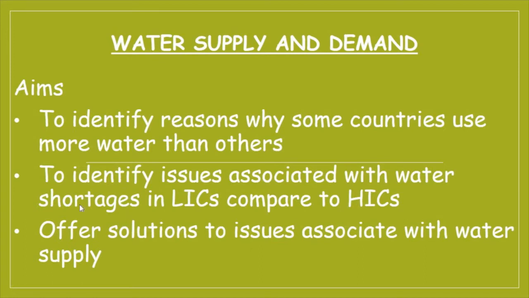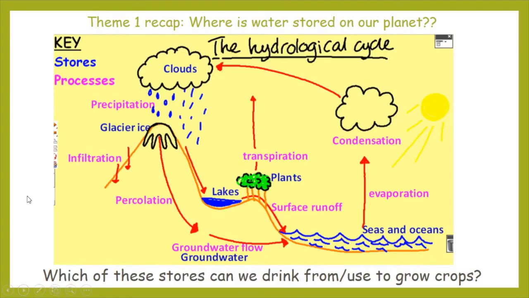Okay, so the first thing we're going to investigate is why don't we have enough water? If we go back a little bit, right to theme 1, if we look at the water cycle, the amount of water on our planet has been fixed since the Earth formed 4.6 billion years ago. We can't lose any to space, we can't gain any from space. It just goes round in cycles.